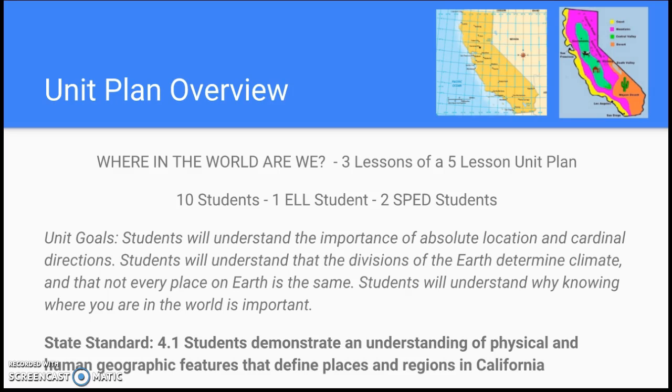One student is an ELL student who is from Egypt. His family actually fled Egypt to find religious freedom. And then I had 2 SPED students. One student was homeschooled his whole life, and this is his first year in public education. And he is below standards for everything.